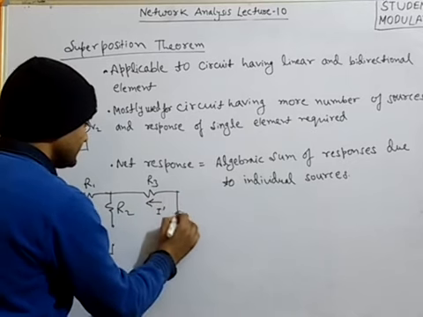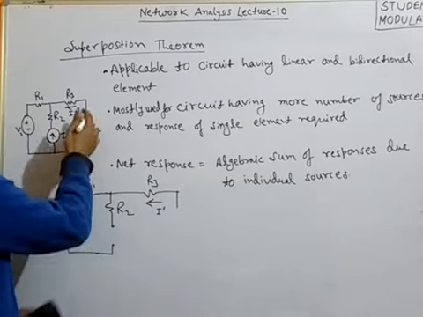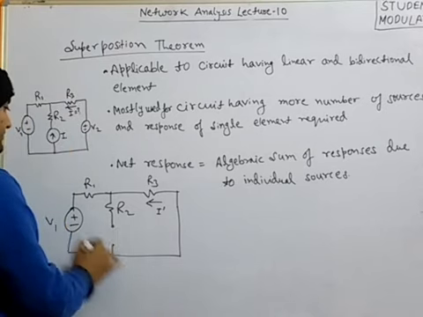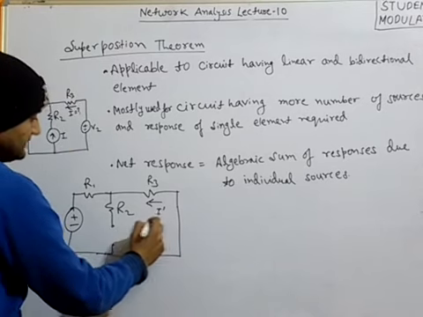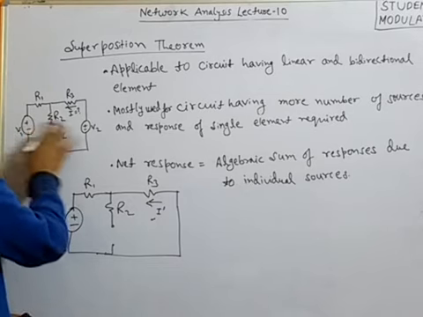Okay, next, there will be no voltage source because we are deactivating these two, so they will be short circuited. By short circuiting them, we will get this I dash result.